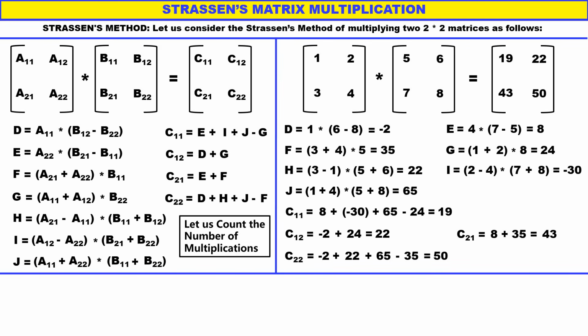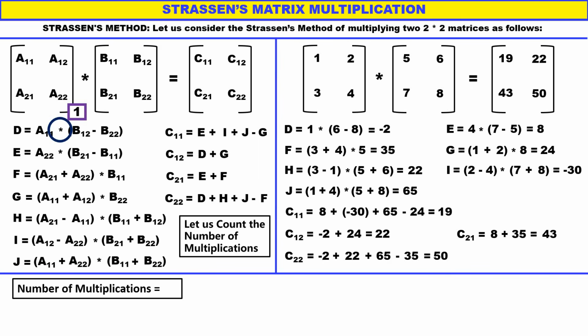Now carefully understand. Let us count the number of multiplications. So how many multiplications are there using Strassen's method? Number of multiplications: 1, 2, 3, 4, 5, 6, 7. So totally there are 7 multiplications in Strassen's method.